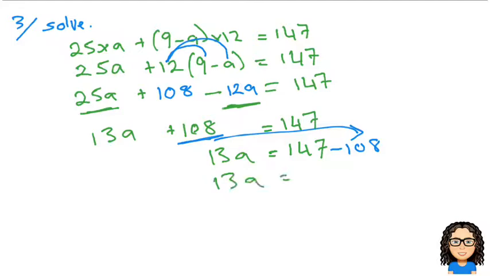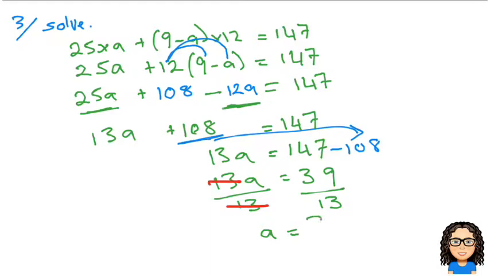And now I want to get the A by itself. So I need to get rid of the 13. The opposite of multiplying by 13 is dividing. So I'm going to divide both sides by 13. These 13s will cancel out, and that will leave me with A equals 39 divided by 13, which is 3.